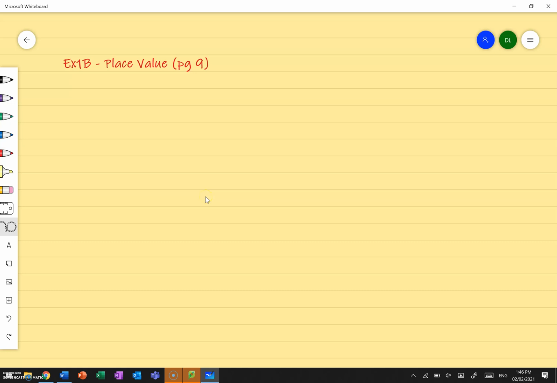All right, so this is exercise 1B on place value, page 9. Basically place value, you guys have all done that in primary school before, yeah? Awesome. So place value, looking at what happens to a digit if I put it in a different position. For example, if I have the number 437, what is the value of the digit 4 in this case? Hundreds, perfect.